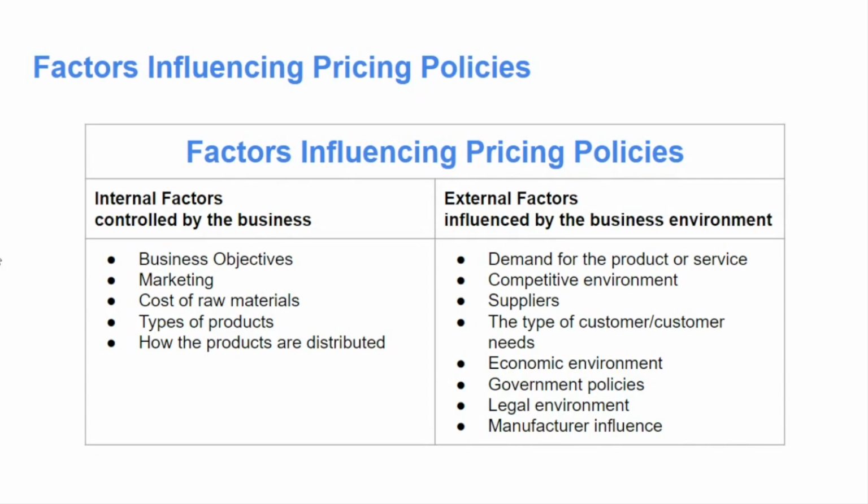So if my business objective is to make money and profit, my price has got to be on the higher side. If my business objective is to be a social enterprise or a charity, my prices will probably be on the lower side. So that's going to give you a range of prices, from the high end to the low end.